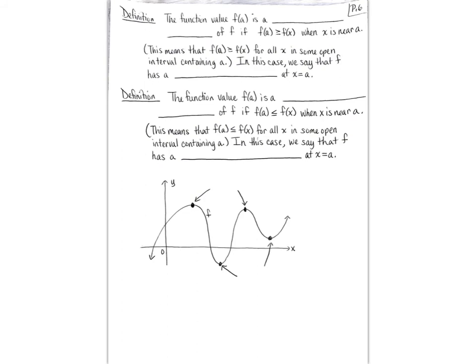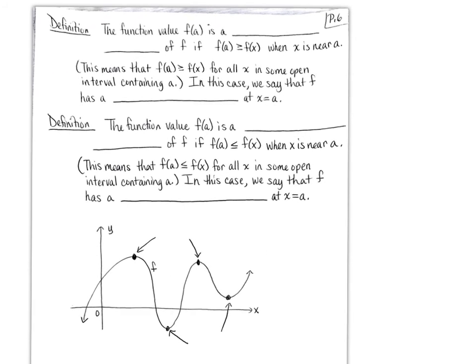The function value f of a is what we call, let me zoom in and move this down, a local maximum value. Can you read my writing? Yes. Okay. The function value f of a is a local maximum value of f if f of a is greater than or equal to f of x when x is near a.